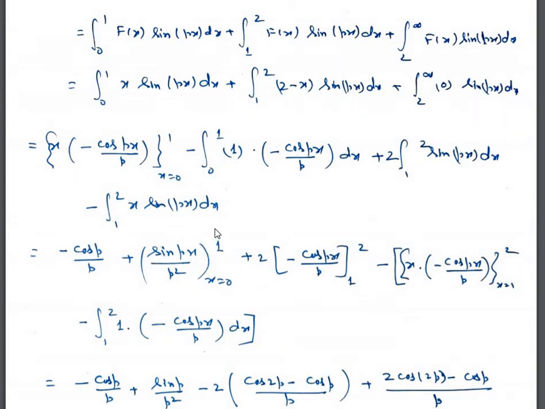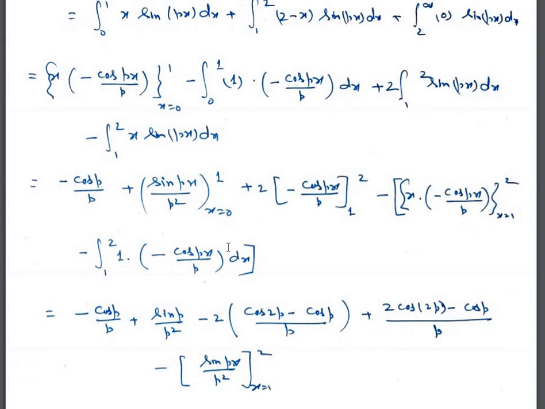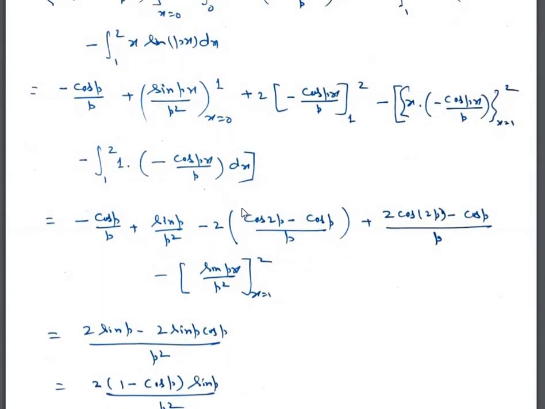upon p square, limits 0 to 1, plus 2 times integration of this, which is minus cos px upon p, limits 1 to 2, and now integrate this by parts. So we have minus x into minus cos px upon p, limits 1 to 2, minus integral 1 to 2 of 1 into minus cos px upon p dx. Now substitute the limits and simplify it.